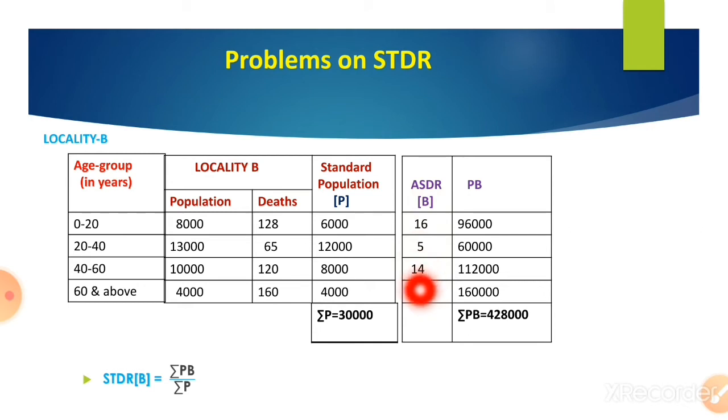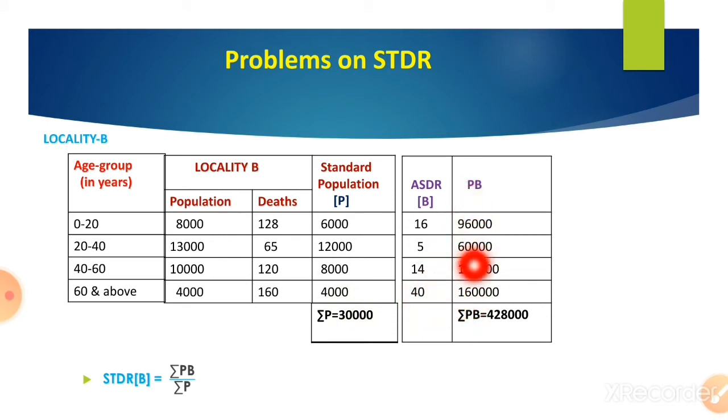After finding ASDR values, we want the summation PB total. As you know, P stands for standard population, B means ASDR of locality B. Now you multiply the standard population with ASDR of locality B. 6,000 into 16 is 96,000. 12,000 into 5 is 60,000. 8,000 into 14 is equal to 1,12,000. The last one, 4,000 into 40 is 1,60,000.